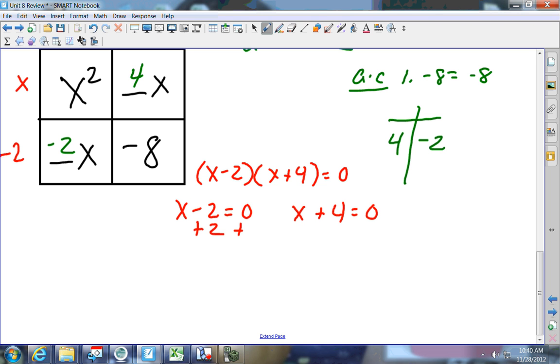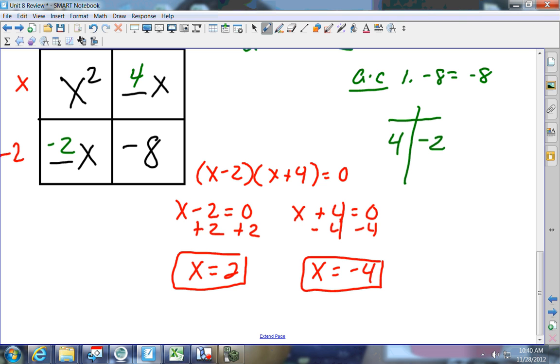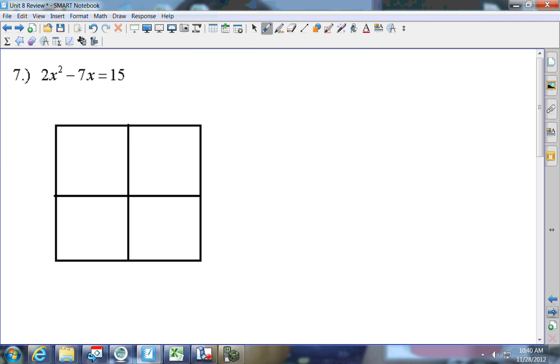Add 2 to each side. X equals 2. Subtract 4 from each side. X equals negative 4. Next ones. Number 7.